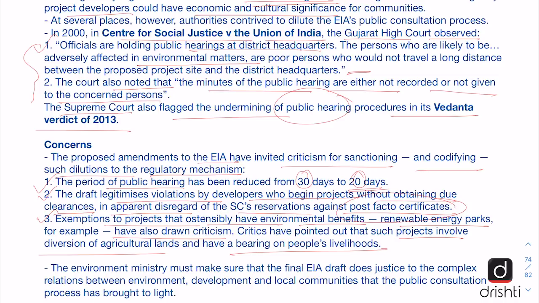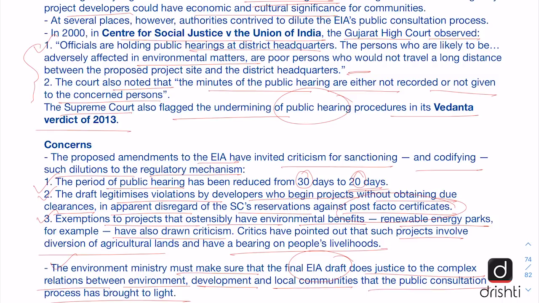Finally, the editorial says that the Environment Ministry must make sure that the final EIA draft does justice to the complex relations between environment, development and local communities that the public consultation process has brought to light. And this is very important, that there has to be a balancing of interests of environment, of development and of the local communities. Only then can we move towards the goal of sustainable development. So this was all in the key points of the editorial.